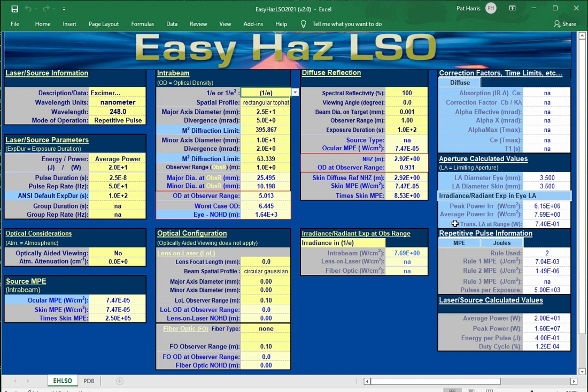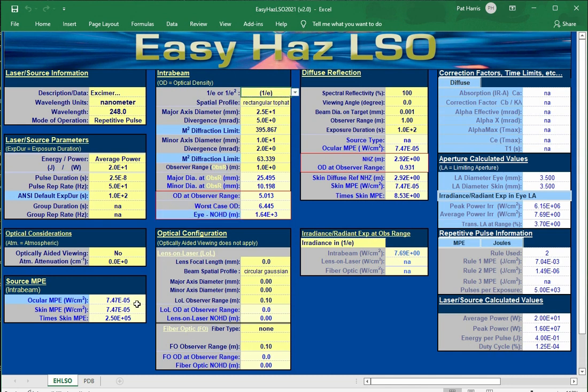740 milliwatts is all that's passing through the limiting aperture. Okay. All right. So that takes care of the OD. Let's look at the NOHD. It is 1,640 meters. Well, we can see that the eye and skin limiting aperture are the same. The eye and skin, or ocular MPE and skin MPE, are the same. So we probably could come up with a pretty good guess that the NSHD will be the same as the NOHD, and that is the case here.